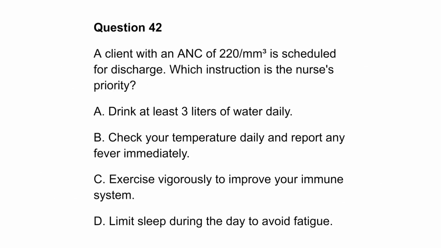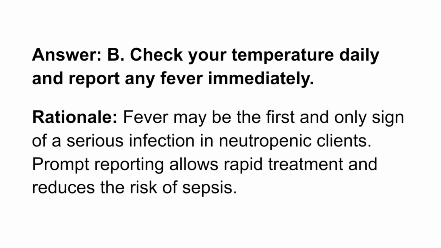neutropenia. Question 42. A client with an ANC of 220/mm³ is scheduled for discharge. Which instruction is the nurse's priority? A. Drink at least 3 liters of water daily. B. Check your temperature daily and report any fever immediately. C. Exercise vigorously to improve your immune system. D. Limit sleep during the day to avoid fatigue. Answer: B. Check your temperature daily and report any fever immediately. Rationale: fever may be the first and only sign of a serious infection in neutropenic clients. Prompt reporting allows rapid treatment and reduces the risk of sepsis.